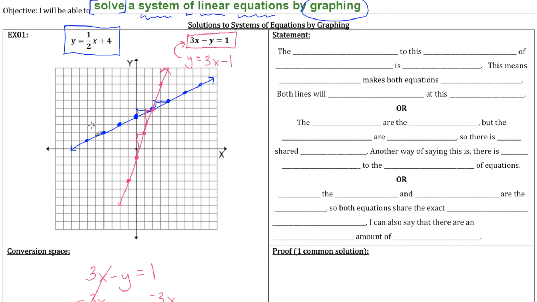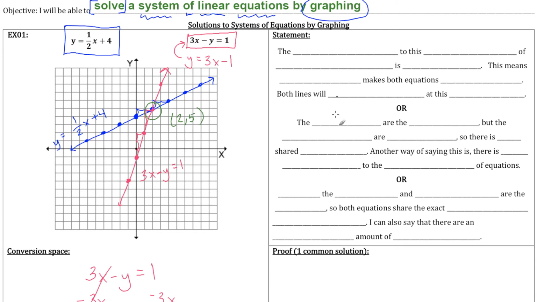So remember, these are the solutions to y equals 1/2 x plus 4. And then these are the solutions to 3x minus y equals 1. And the solution that they share in common is this one right here. Positive 2, 1, 2, 3, 4, 5. 2, 5.